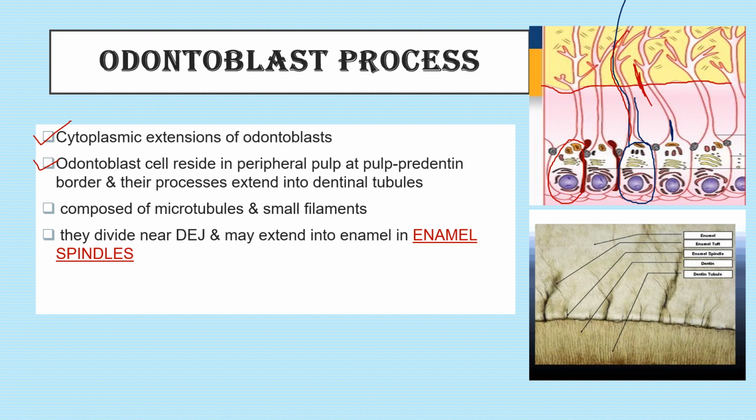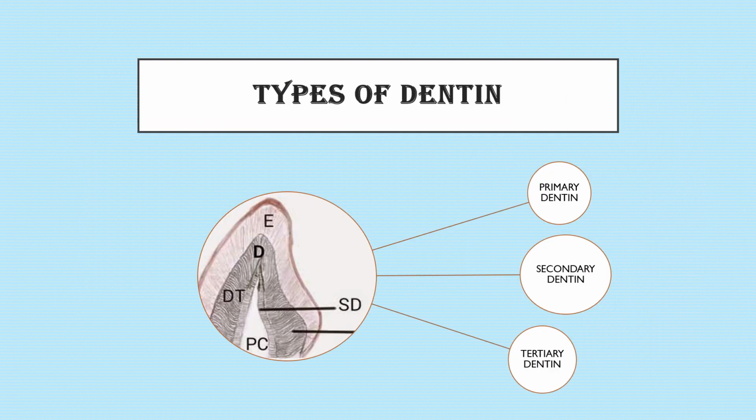It contains microtubules and small filaments. They divide near the DEJ, dento-enamel junction, and may extend into enamel, known as enamel spindle, as I have told. Then next, moving to the types of dentin.